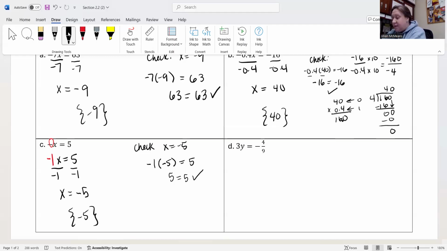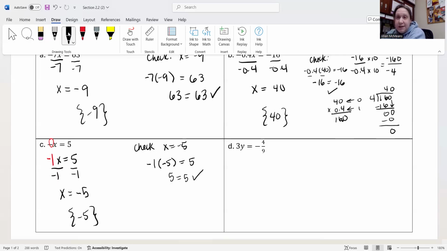Okay? Last up for this video, we have part D. We have 3 times y equals negative 4/9. Now, math students worldwide, anytime they see fractions, they're kind of like, oh no. Fractions are not necessarily difficult. It's just extra steps, okay? So don't get too bent out of shape anytime you see a fraction. Just take it nice and slow. Know how to work with fractions. Remind yourself how to add, subtract, multiply, and divide, okay?